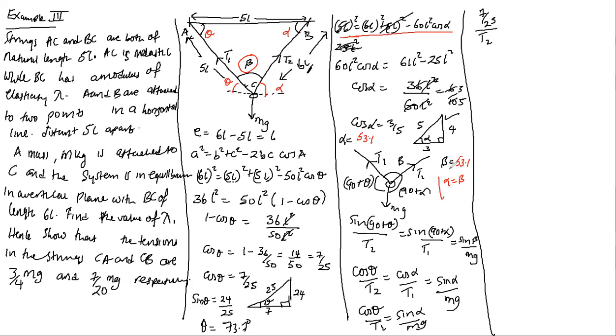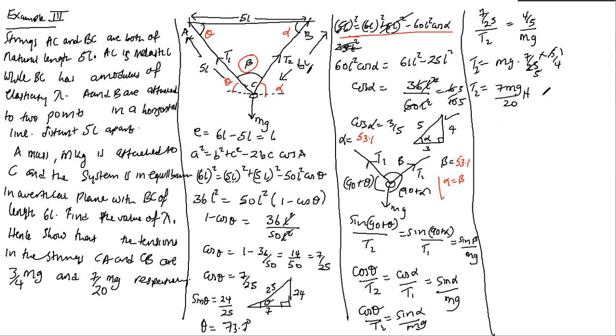Okay. So can I substitute for sine alpha? Sine alpha is 4 over 5 over mg. So T2 shall be mg times 7 over 25 times 5 over 4. Here once, here 5. So T2 shall be 7 mg over 20 newtons.